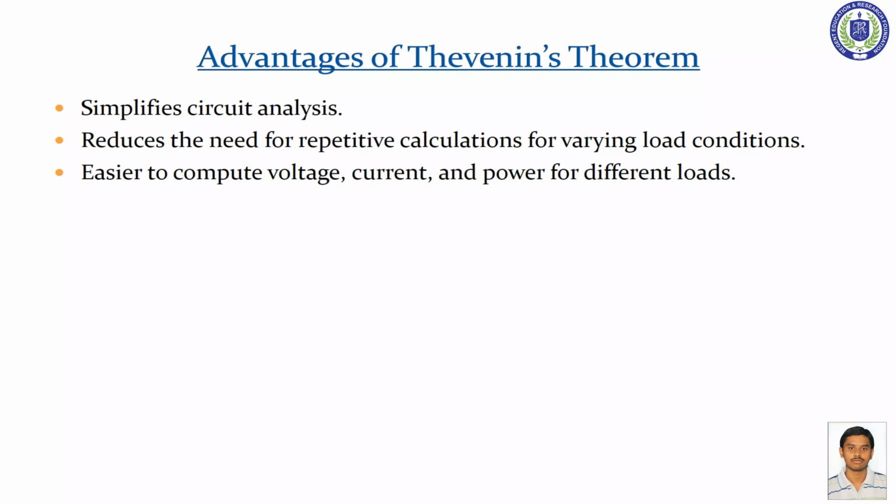Next, it reduces the need for repetitive calculation under varying load conditions. If the load changes but everything else is the same, we put in the new RL value and get the load current. So the need for repetitive calculation is reduced, and it is easy to compute voltage, current or power for different loads.